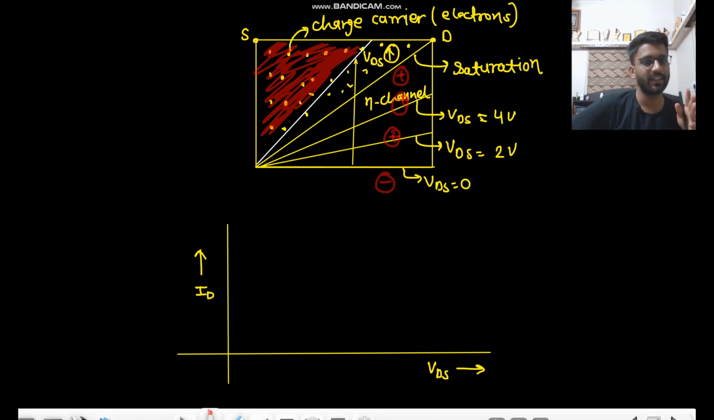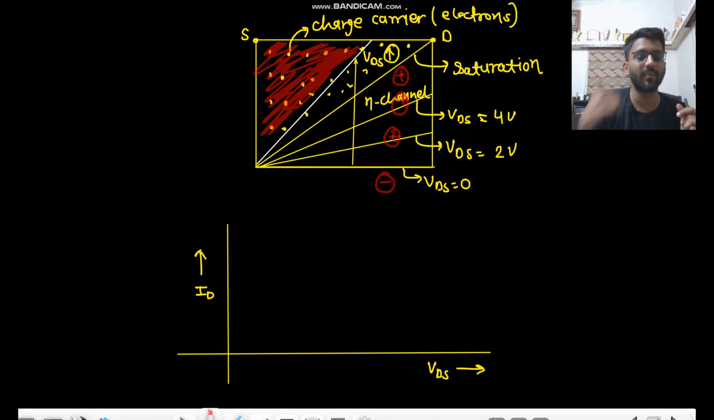The electric field is getting increased, so the current should increase. But in the channel, the number of free electrons that are responsible for the current flow are getting decreased. So one phenomenon is saying the current should increase, one phenomenon is saying the current should decrease. So the current saturates.